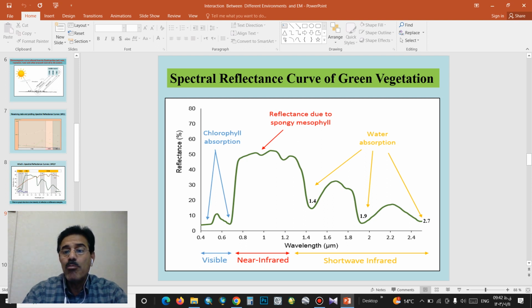water absorption bands at 1.4, 1.9, and 2.7. These negative peaks at 1.4, 1.9, and 2.7 are water absorption bands in SWIR.